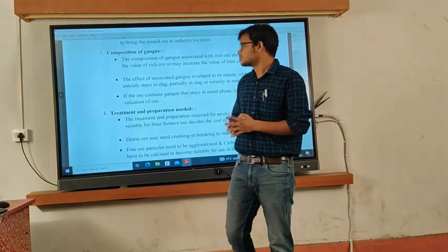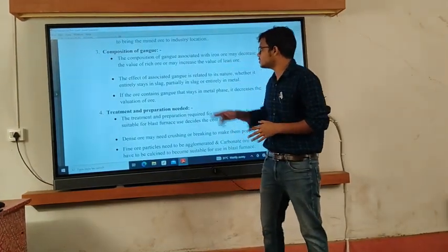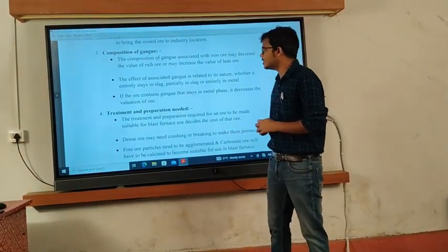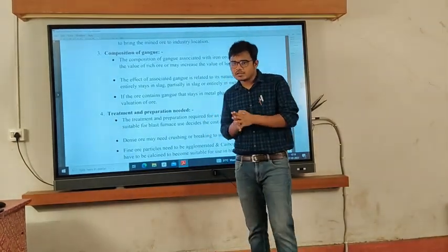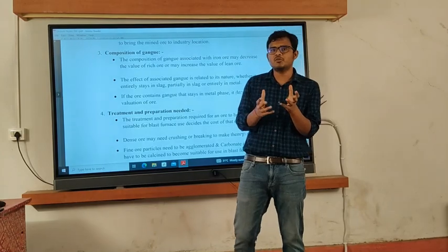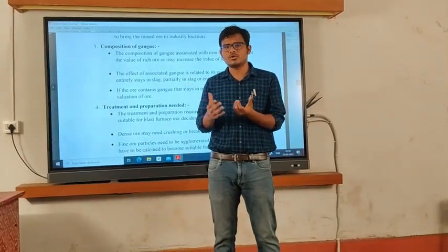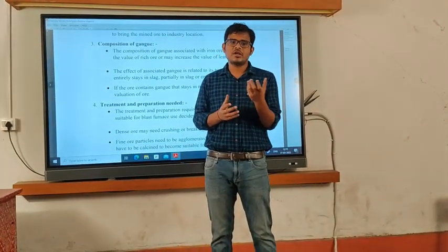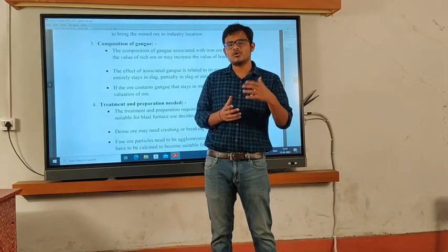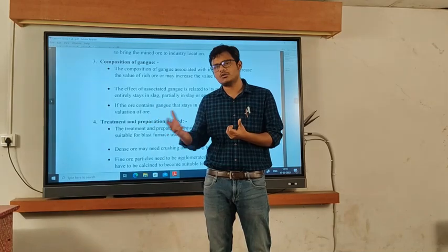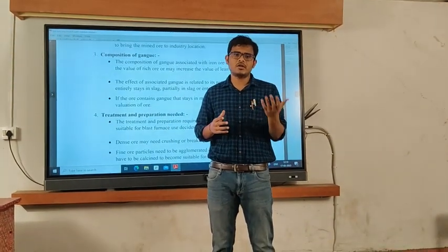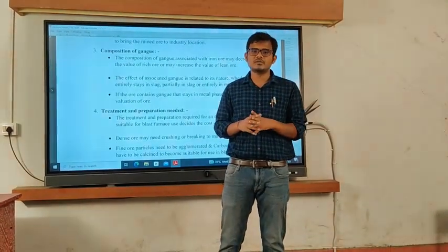So the composition of gangue in an iron ore may decrease the value of the ore or increase the value of the ore. For example, if we have two ores, iron ore A and iron ore B, and iron ore A is richer, containing more Fe content as compared to iron ore B, but in iron ore A the gangue composition is very complicated.